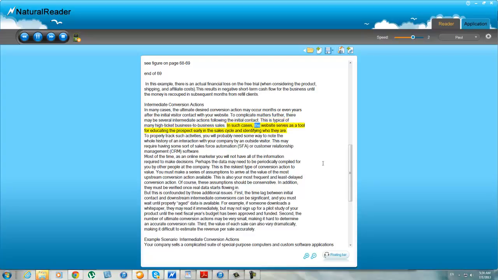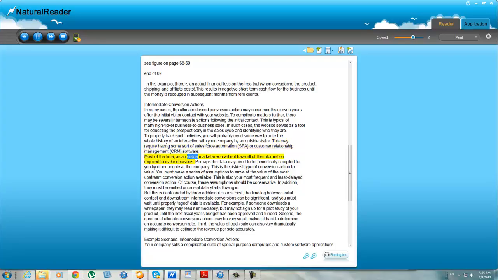In such cases, the website serves as a tool for educating the prospect early in the sales cycle, and identifying who they are. To properly track such activities, you will probably need some way to note the whole history of an interaction with your company by an outside visitor. This may require having some sort of Salesforce automation (SFA) or customer relationship management (CRM) software.